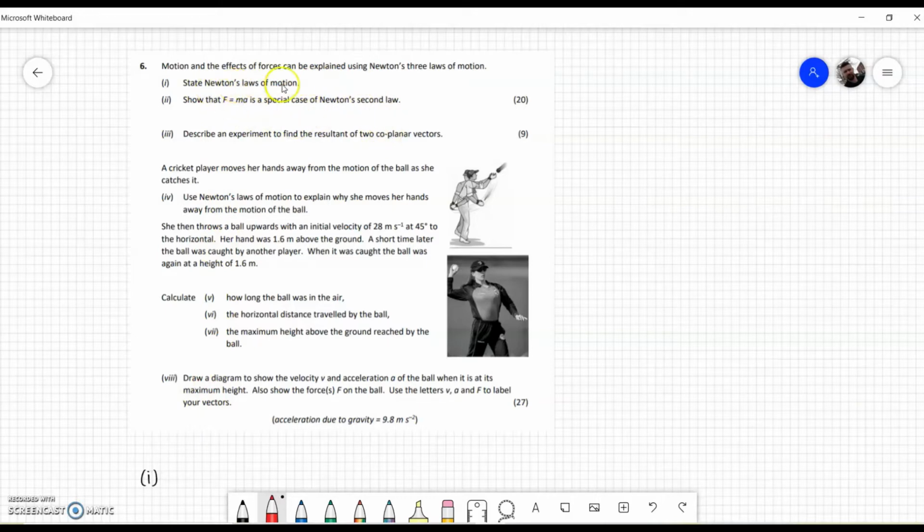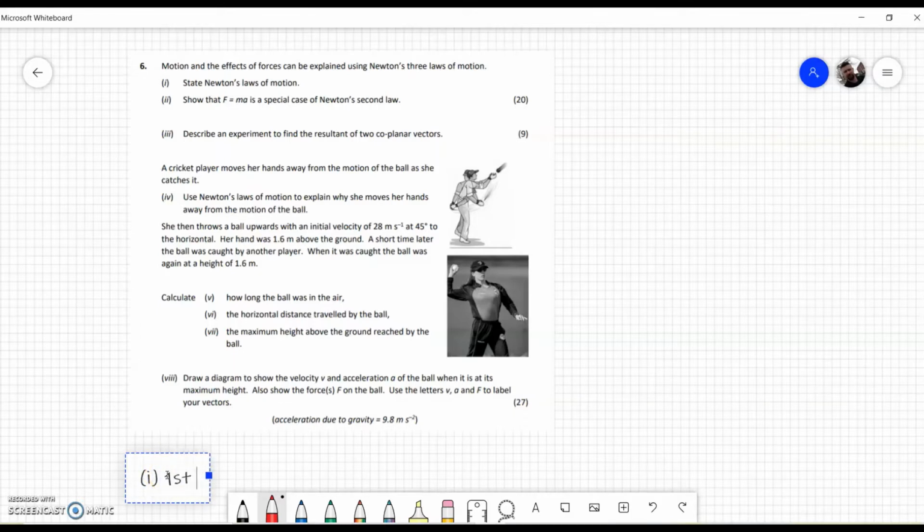Here being definitions of Newton's laws of motion, show that F is equal to ma is a special case of Newton's second law, and describe an experiment to find the result of the two coplanar vectors. And then it moves into problem-solving questions. So the first question we have there is state Newton's laws of motion. Take note of the fact that it says Newton's laws. So that tells us that there are three of them.